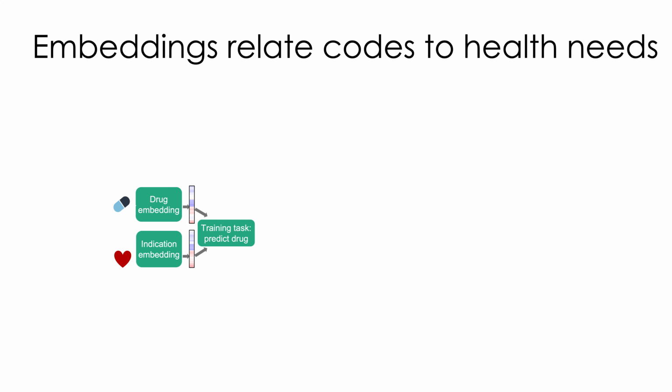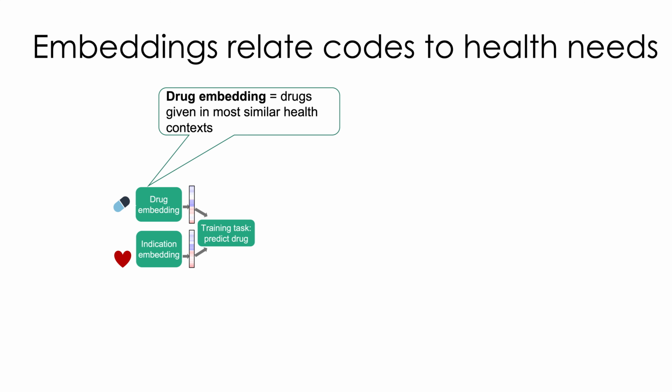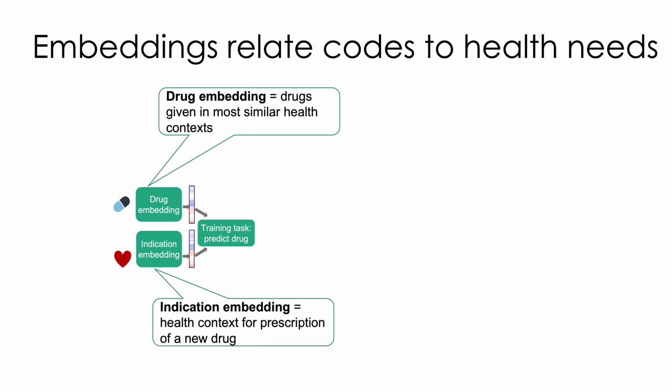So let's get some intuition for the vectors. The vectors for the drug embeddings are trained so that drugs that are given in the most similar health context will have the closest vectors. So two different drugs that follow a diagnosis for diabetes would have very similar vectors. And the indication embeddings are trained so that they represent the health context that leads to prescribing of a new drug. So two different codes that lead to prescription of the same drug would have very similar vectors.